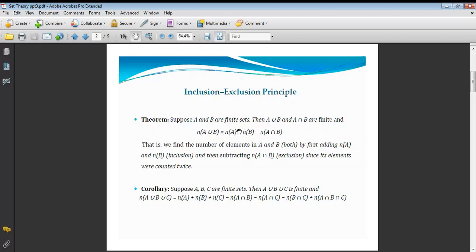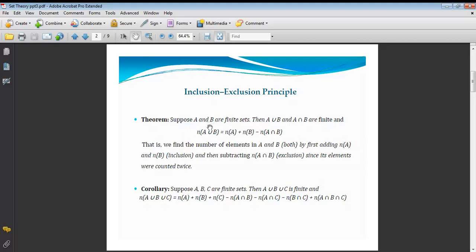That is, we find the number of elements in A and B, that is both, by first adding the number of elements in A, then the number of elements of B. That means first add the number of elements in A and B, this addition is called inclusion. And then subtracting the common elements in A and B is called exclusion. Why are we subtracting this? Since its elements were counted twice. So that is called the inclusion exclusion principle.